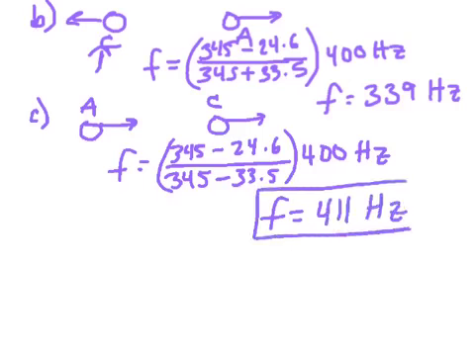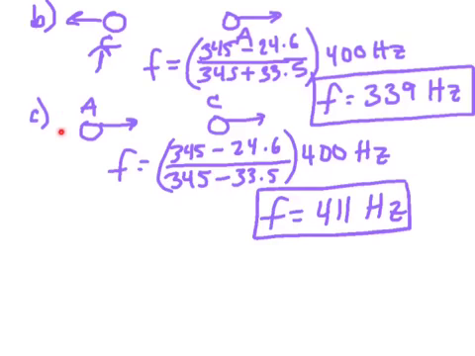Notice in this case that when they are moving in the same direction, it really depends. How do you know if it's going to be a higher or lower frequency? That depends on the relative velocity of the source and the observer. In this case, the source is moving at 33.5, the observer is moving at 24.6. The relative velocity between those two would be about 9 meters per second. The ambulance is moving a little bit faster, therefore there's going to be a higher observed frequency by the car.